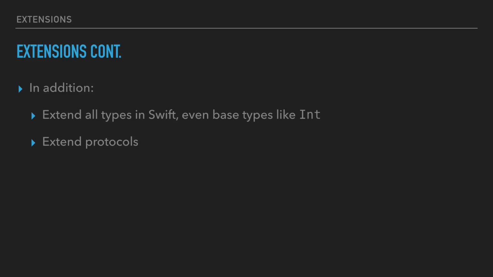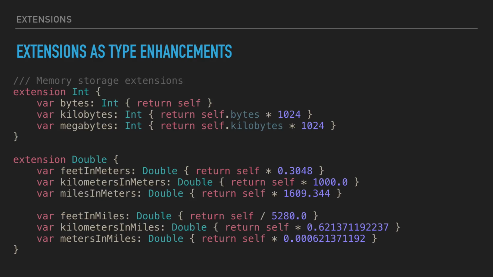In addition, you can extend any type in Swift, even types that in Objective-C you can't. So we can extend things like Int, which can be very useful to do. And you can extend protocols, a feature added in Swift 2, to add default behaviors, which is something that the standard library has embraced heavily and is very useful in your own code for defining default behaviors that you want anything that conforms to a protocol to have.